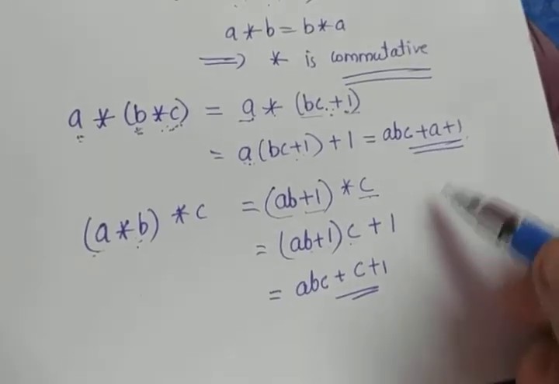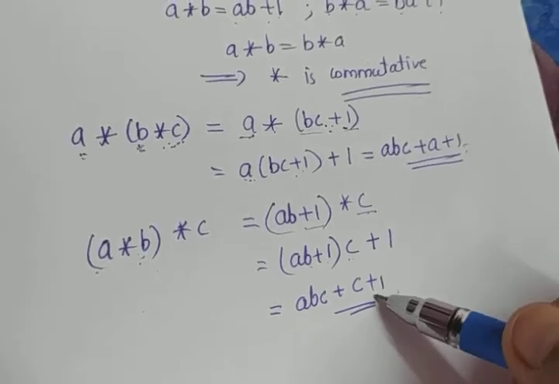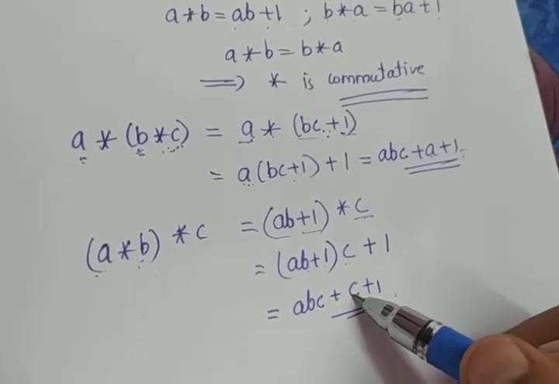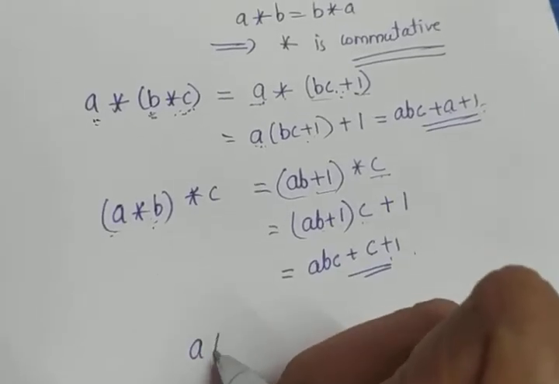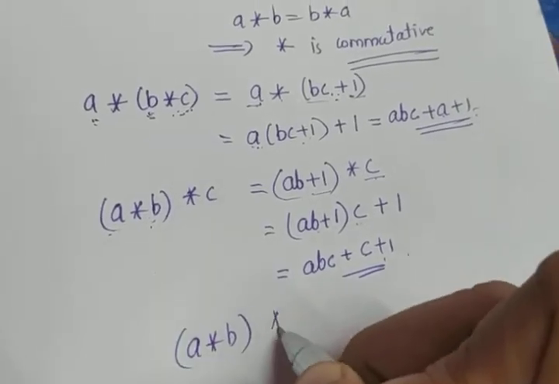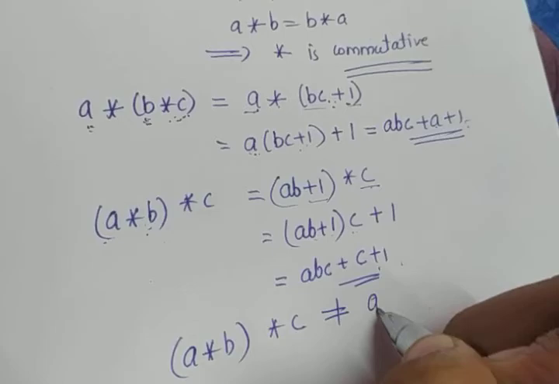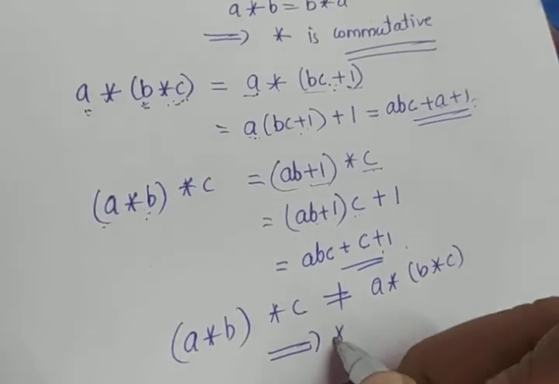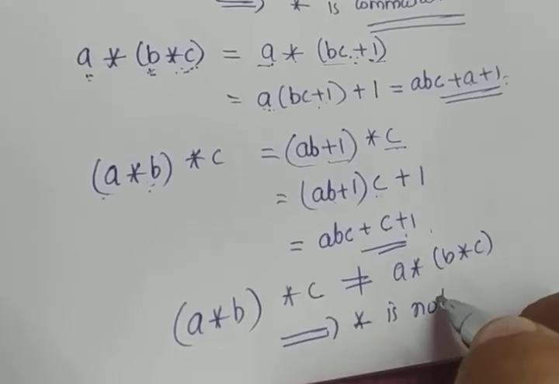Just check whether they are equal or not. ABC is there. Here also it is there. 1 is there. But the second term, here it is A, here it is C. That implies A star B star C is not equal to A star B star C, which implies star is not associative.